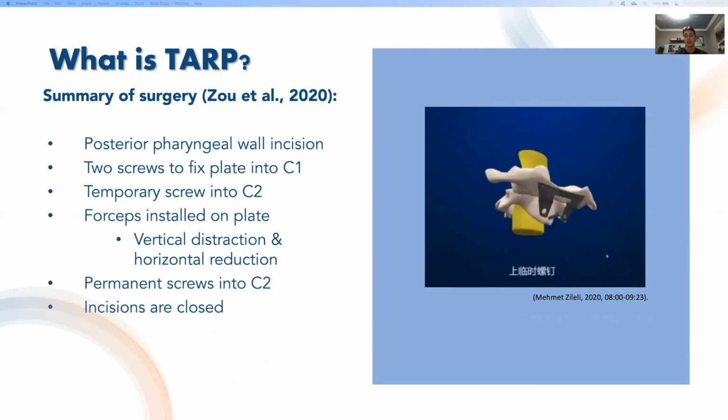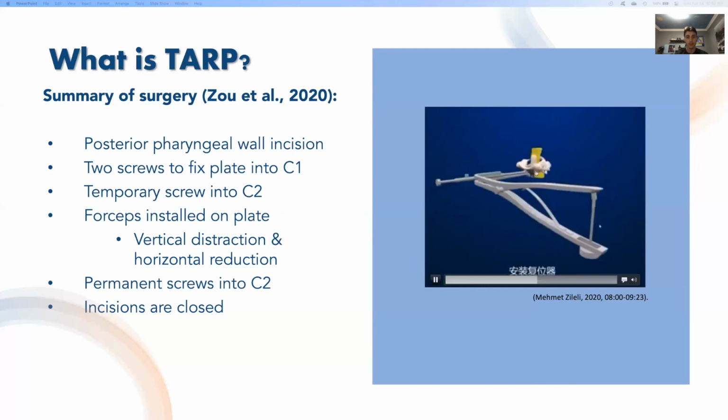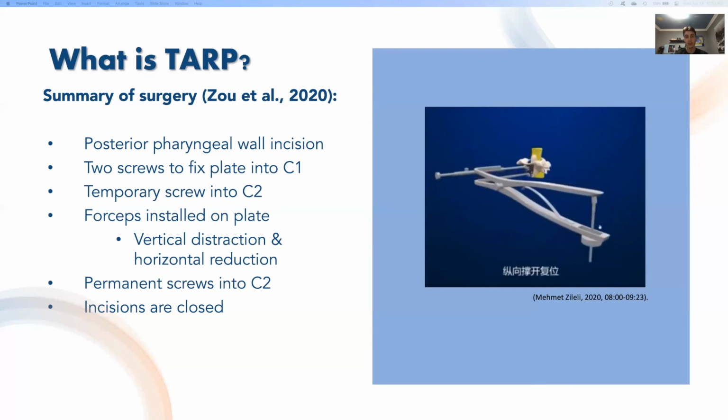Then the upper and lower arms of the forceps are installed onto the plate. The handle is closed to achieve vertical distraction of C1 and C2, which you will see right here. You can see the vertical distraction occur.